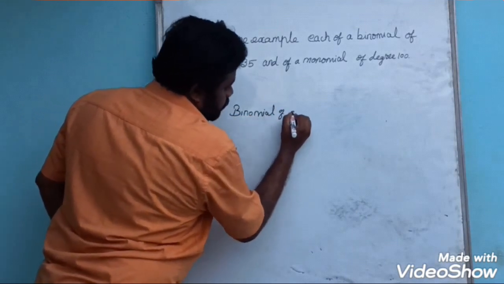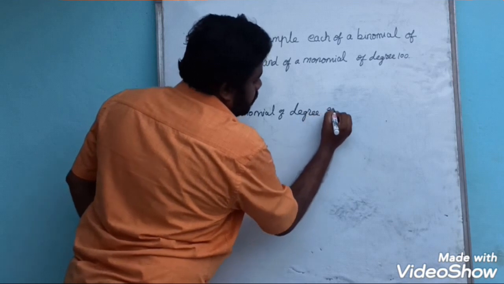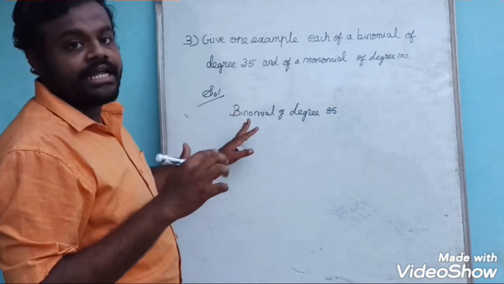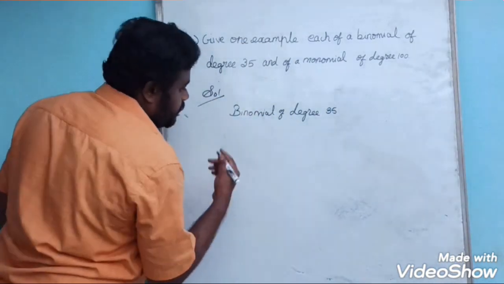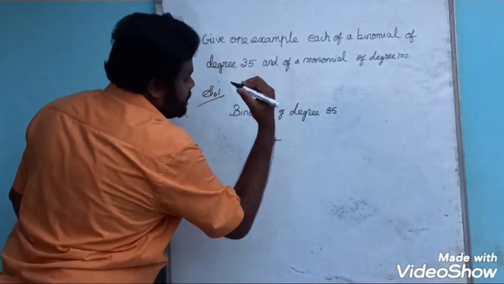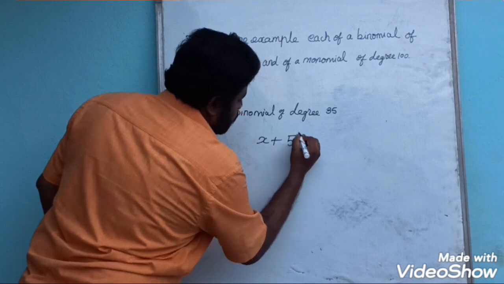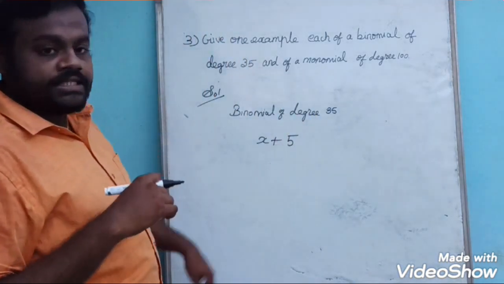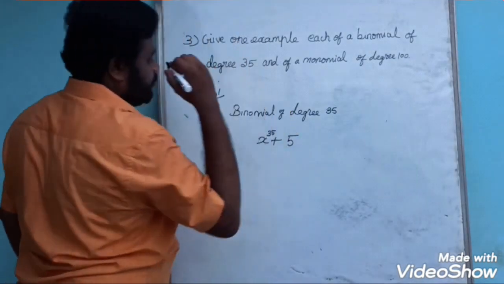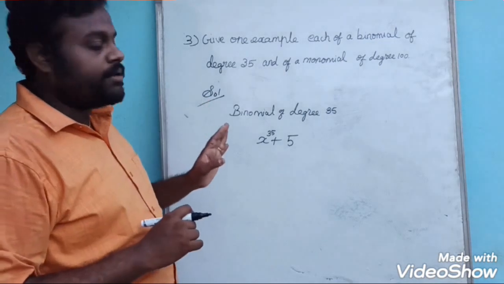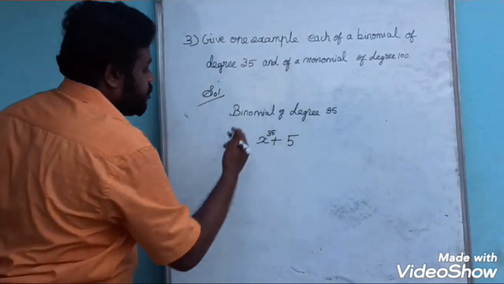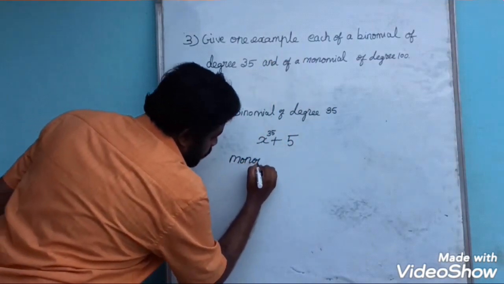First we have to take a binomial of degree 35. A binomial is an expression that contains 2 terms. So I will take x plus 5. Here 2 terms are there, and the degree is 35, so I will take x power 35. So this is one example of a binomial of degree 35. You can write many examples for that.